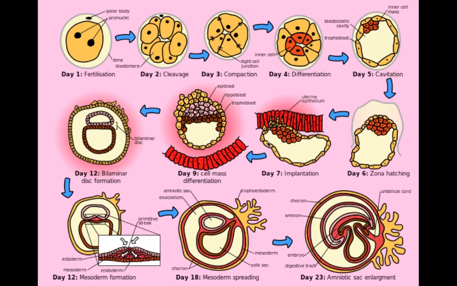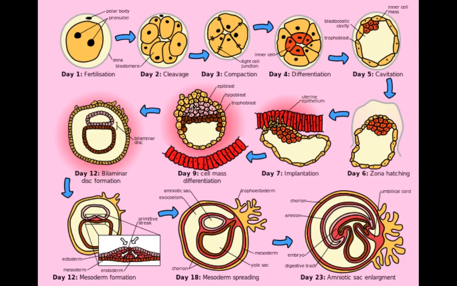So by day 7, you have implantation, and then shortly after implantation, you have further differentiation of the inner cell mass. And these cells will eventually form the amniotic sac and the yolk sac, and together in between there you have what will become the fetus.